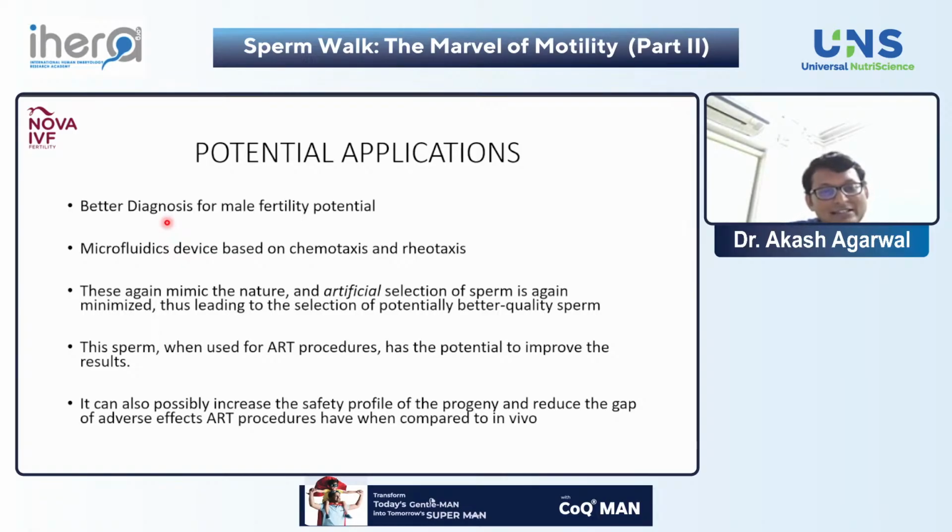When we apply this to our ART procedures, microfluidic devices will be available very soon, and will definitely have a role to play in this selection. Thereby you are increasing the chance of not just fertilization, be it ICSI, but even the safety profile of the progeny, and reducing the gap between in vivo and in vitro. So by harnessing the power of chemotaxis, rheotaxis, thermotaxis, and others which may be elucidated in the future, you can close the gap between in vivo and in vitro differences.